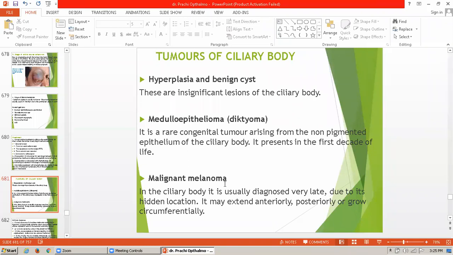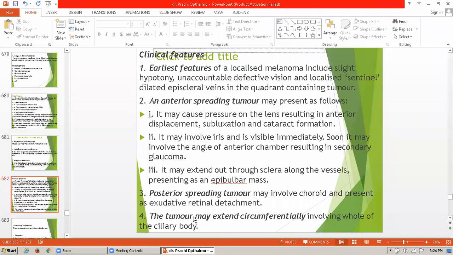Then malignant melanoma. Malignant melanoma in the ciliary body is usually diagnosed very late due to its hidden location. Its location is hidden, so it is usually diagnosed very late, and it may extend anteriorly, posteriorly, or grow circumferentially. So malignant melanoma extends anteriorly, posteriorly, or peripherally. This is about malignant melanoma.